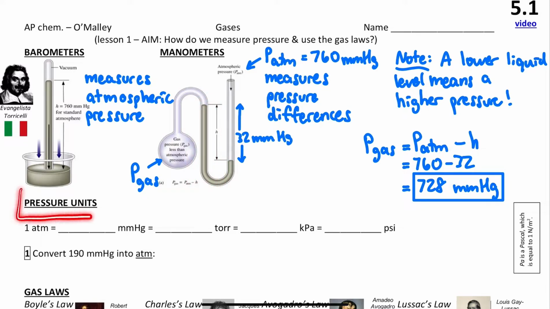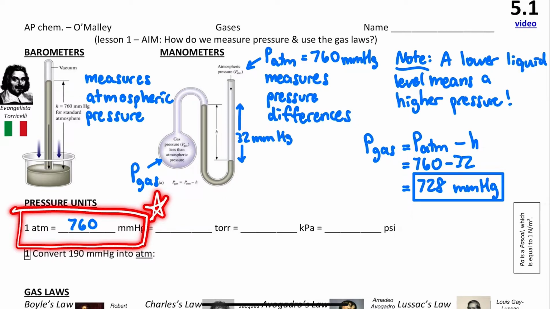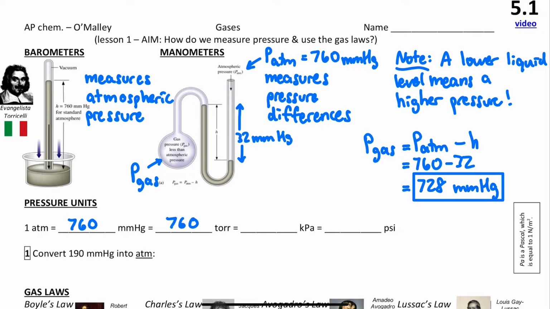That means I need to be able to convert from one pressure unit to another. Millimeters of mercury are by far probably the most common one that you'll see in AP chemistry this year. And it's important to note that one atmosphere is 760 millimeters of mercury. That is the most common conversion you will have anytime you're dealing with gases in this course. It happens to equal the same number of torr, named after Evangelista Torricelli. They're both 760.